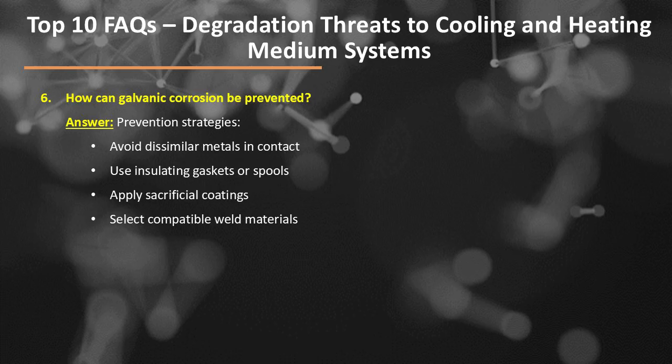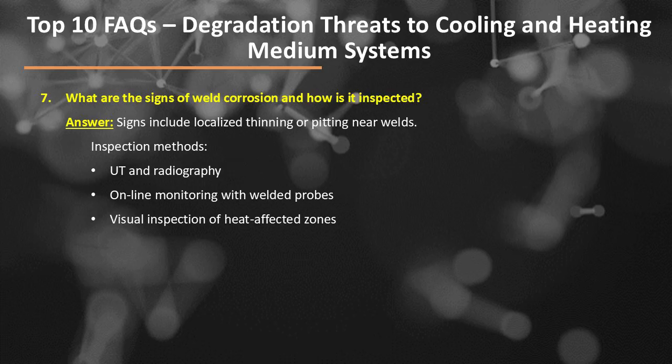Question number 6. How can galvanic corrosion be prevented? The answer is, prevention strategies: avoid dissimilar metals in contact, use insulating gaskets or spools, apply sacrificial coatings and select compatible weld materials.